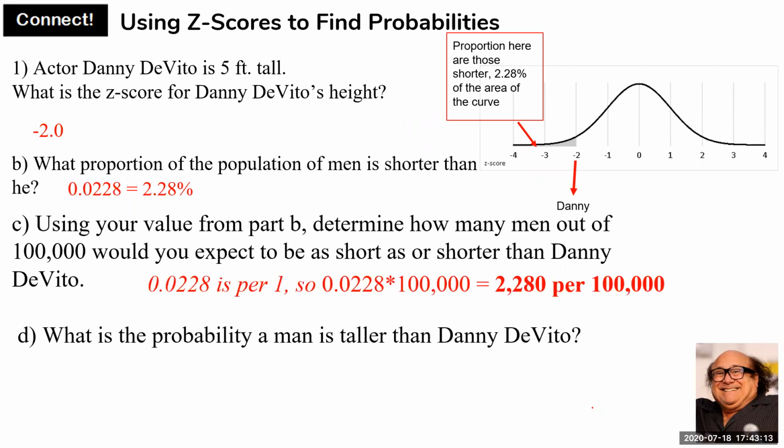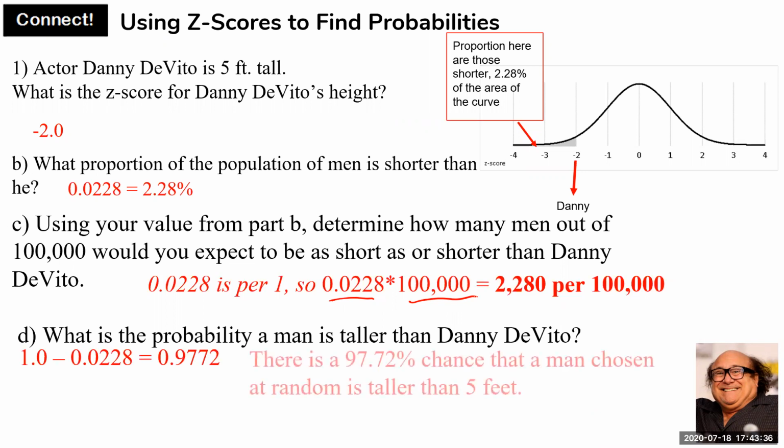So now you take that proportion and multiply by the number, and that gives you the number of people that are within Danny DeVito's height, right? Now, what is the probability a man is taller? I already showed you how to do that. So you subtract when it is a man is taller.